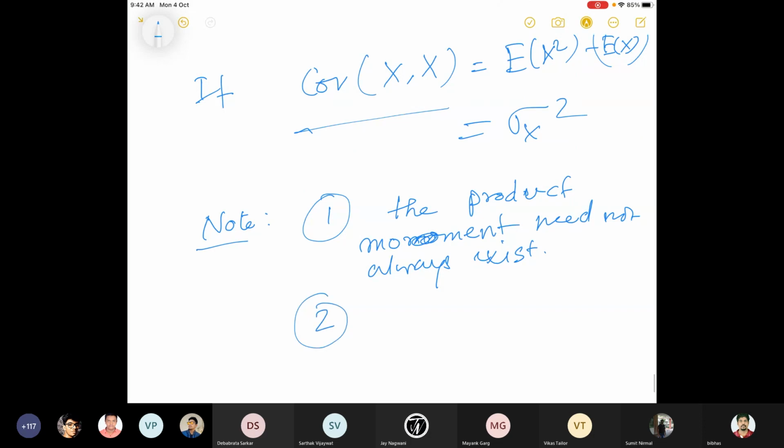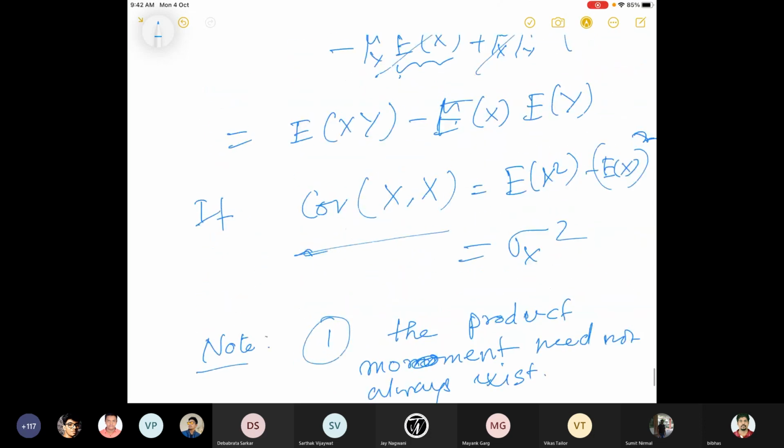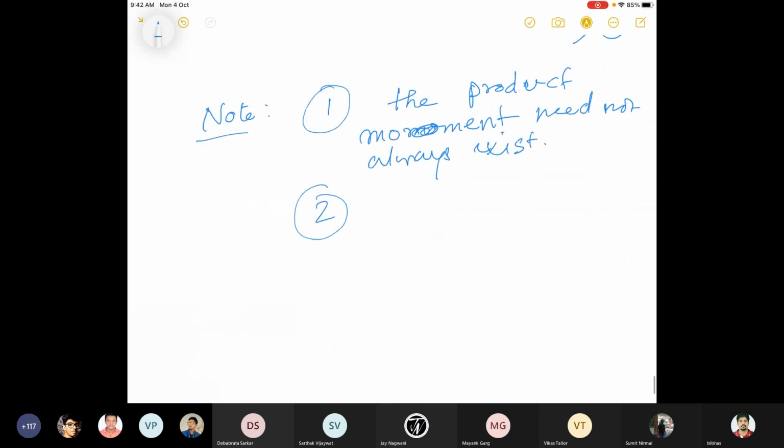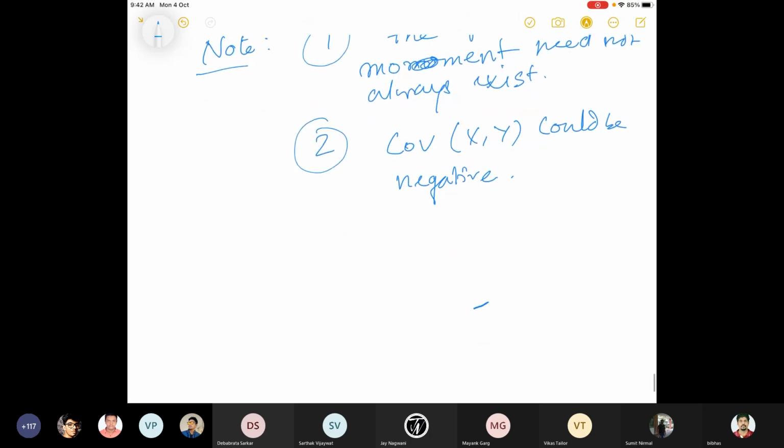Second, variance is always positive, or bigger or equal to 0. But covariance could be negative as well. So second, covariance of XY could be negative. Okay, so let us see an example.